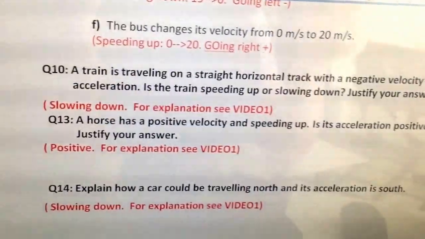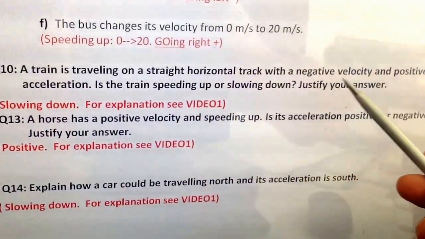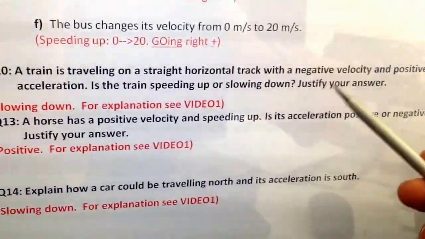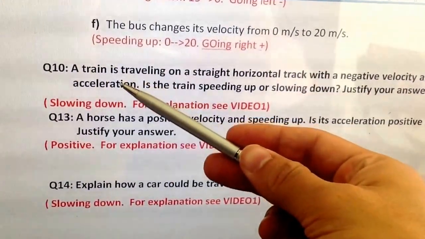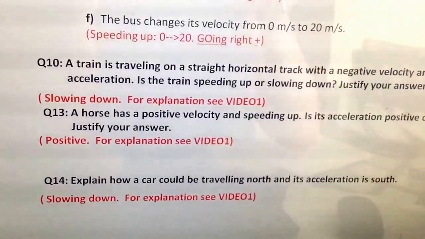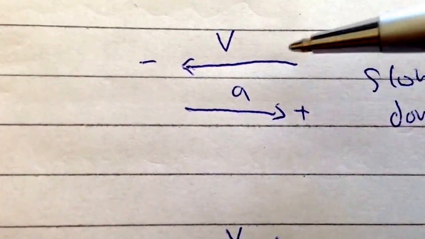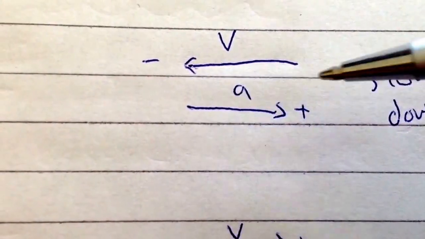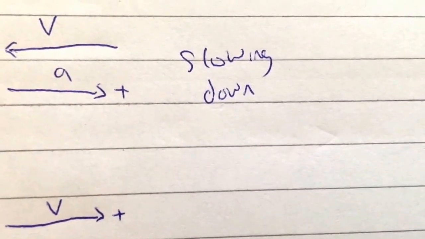So let's try a question here. Question 10 says, a train is travelling on a straight horizontal track with a negative velocity and a positive acceleration. Is the train speeding up or slowing? Well, as you can see from our example here, if it has a negative velocity and positive acceleration, it must be slowing down.